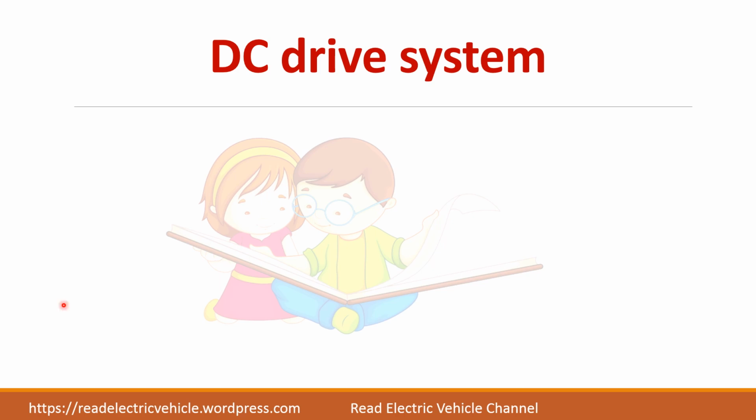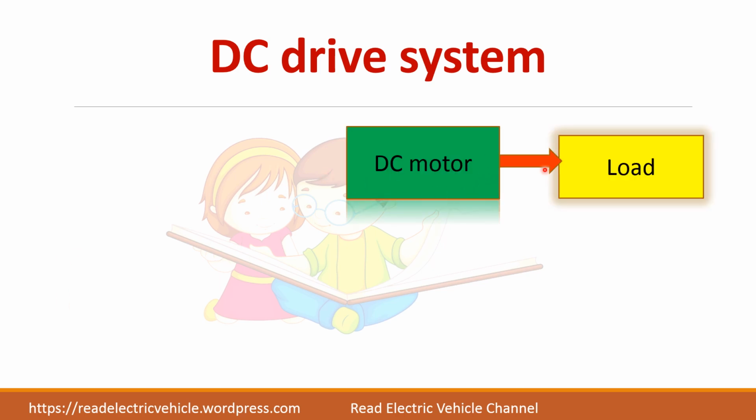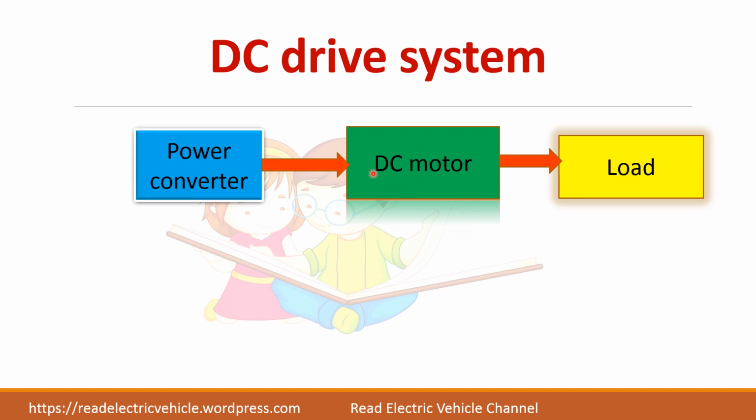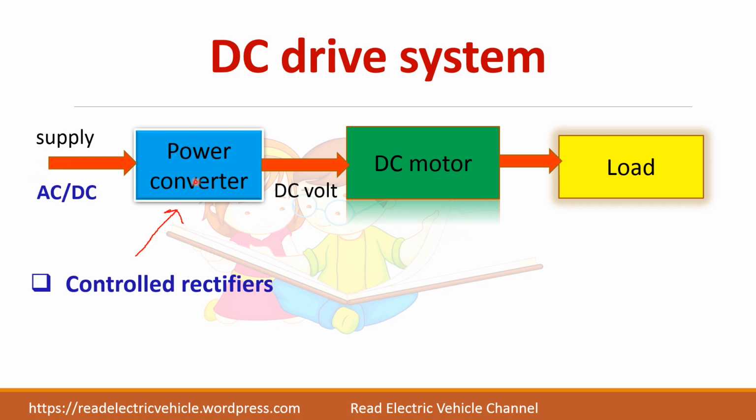The DC drive system consists of a DC motor which will be feeding the load. The DC motor requires a DC input voltage which can be obtained from a power converter. Depending upon the supply voltage available, AC or DC, you can choose the power converter. So if AC voltage is available, you can use a controlled rectifier, and if DC voltage is available, you can directly use a DC chopper. These converters can be controlled to give the input for the DC motor, so that you can control the speed of the DC motor.